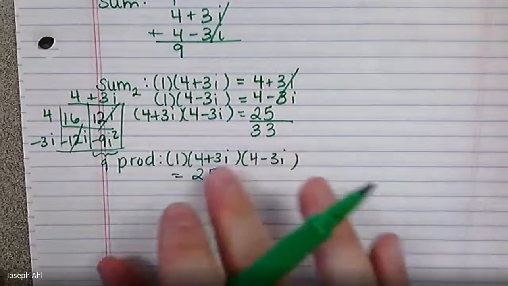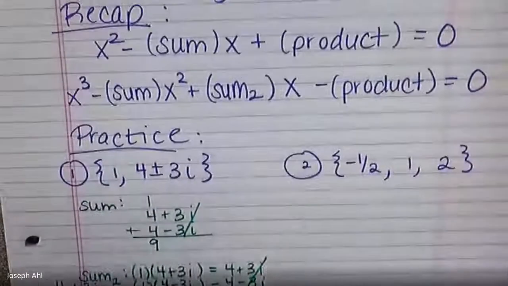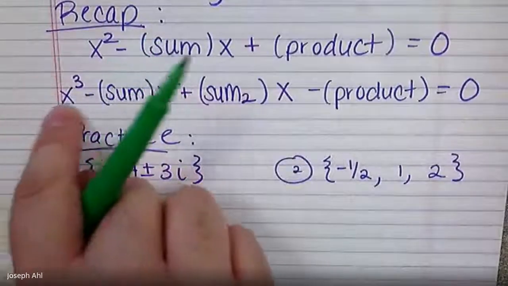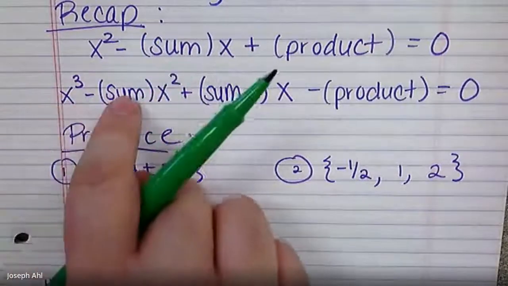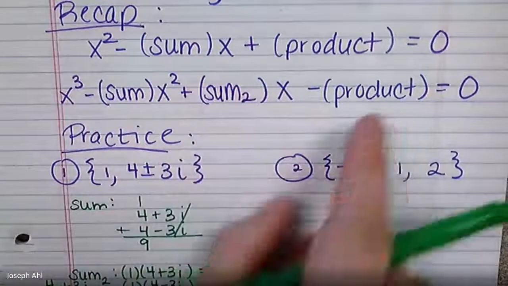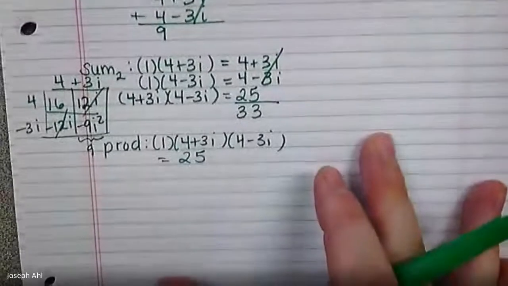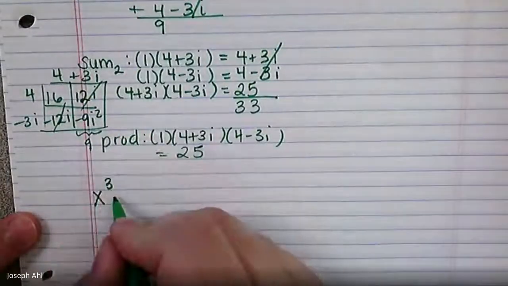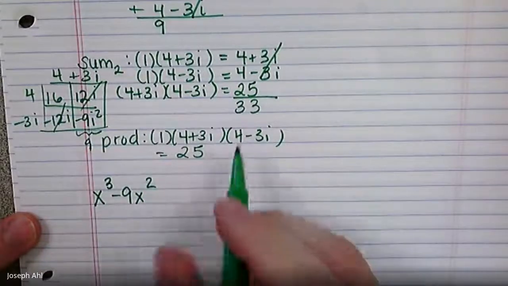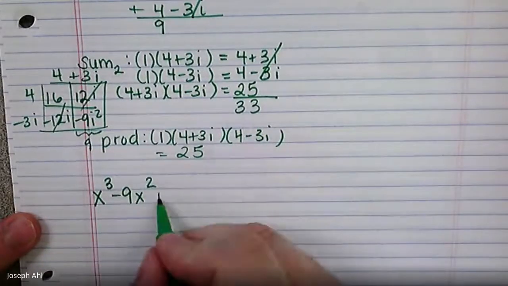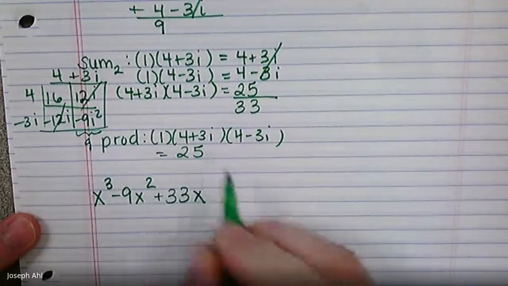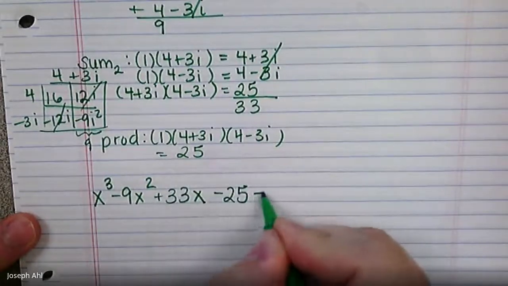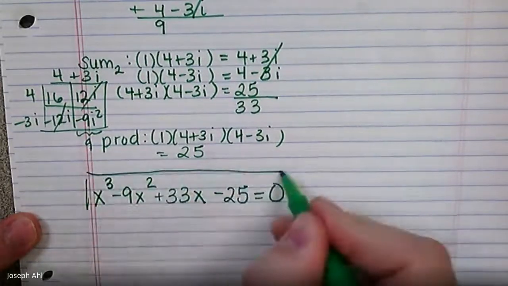And then finally, piecing everything together, remembering that those signs alternate. X cubed, you just kind of keep alone. But then change, keep, change for the signs. So we're going to start by keeping x cubed. Change the sum, minus 9x squared. Keep the sign of the sum two at a time, plus 33x. Change the product, minus 25 equals 0.